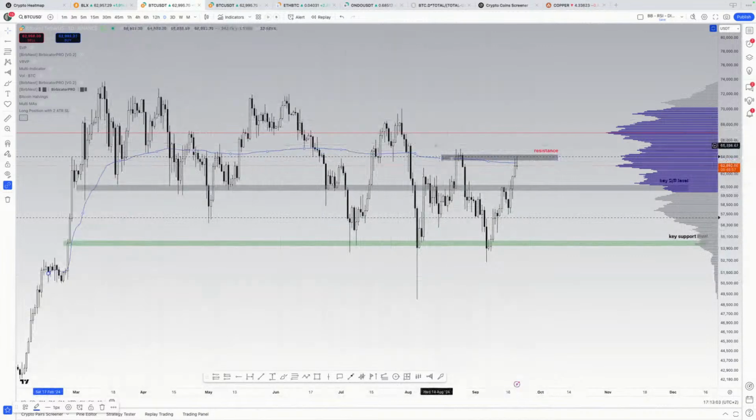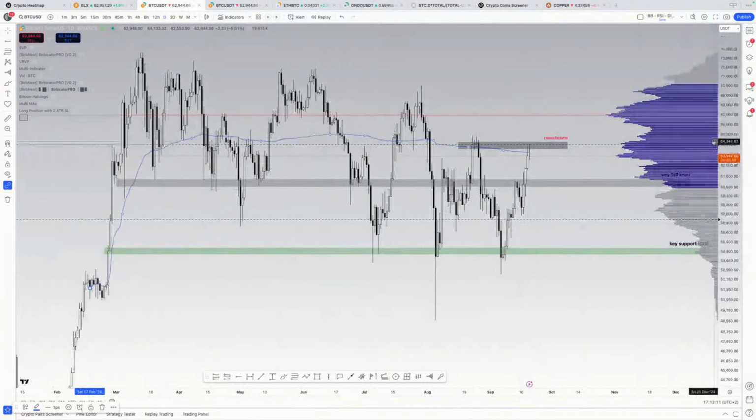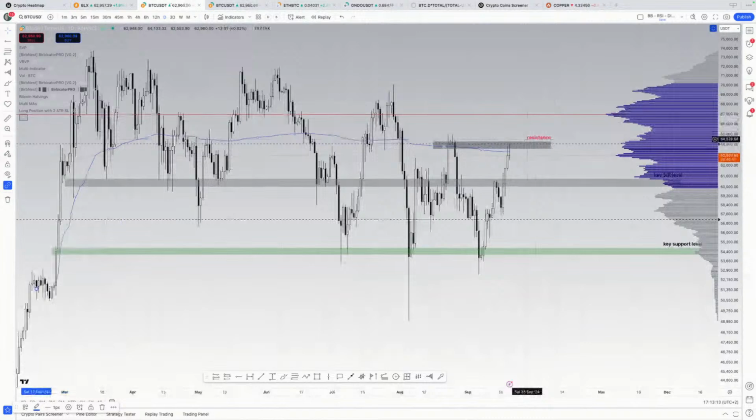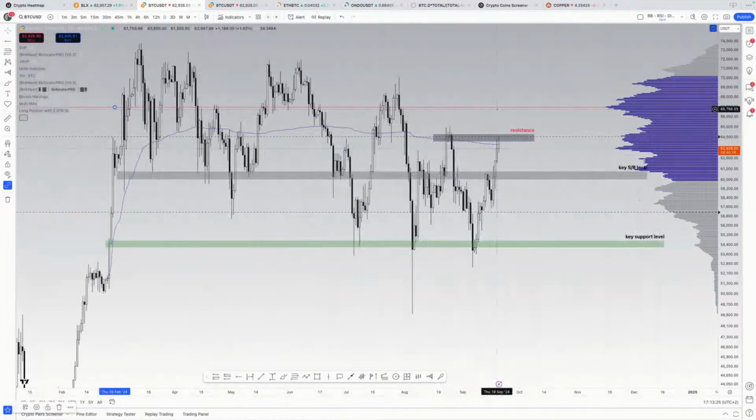This level here is a pretty interesting, very tough level, I believe, for Bitcoin. I also explained this in my Bitcoin report, also in Discord. I was very vocal about it. 40K is a very tough level for Bitcoin to reclaim. If it can reclaim, it would be fantastic for Bitcoin, because then the path of least resistance would be around this level here, around the point of control, around 67K.